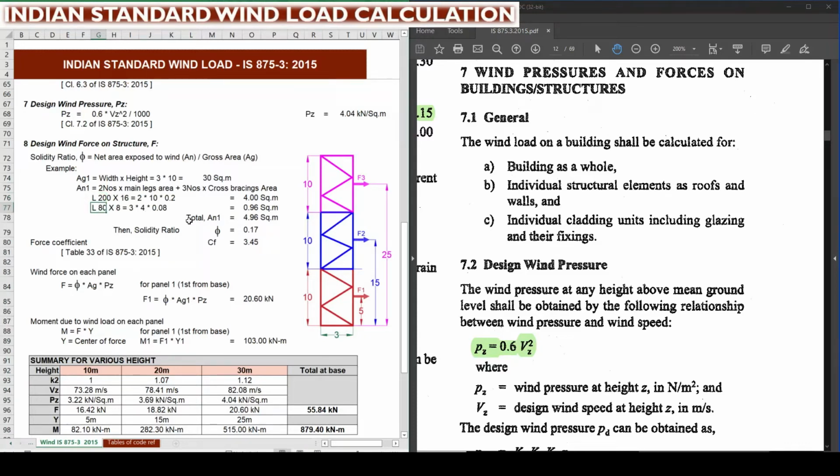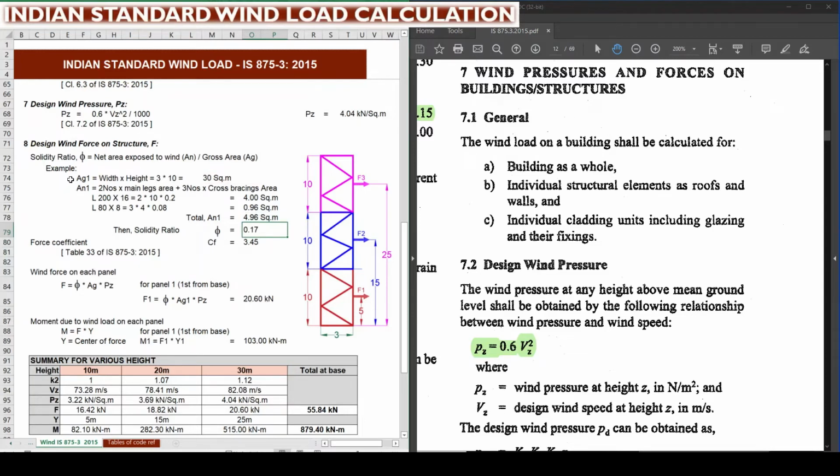Similarly the cross bracing, we are considering as angle size of 80 by 8 mm, and there are three numbers of angles. So it is 3 into, considering the approximate length of each cross bracing as 4 meter, so it is 4 meter and the size is 80 mm or 0.08 meter. Applying this, we are getting 0.96 square meter for all the three bracing. The summation of the main leg and cross bracing gives 4.96 square meter. Then the solidity ratio is AN1 divided by AG1, that is net area divided by gross area of the first segment. So 0.17 is the solidity ratio.